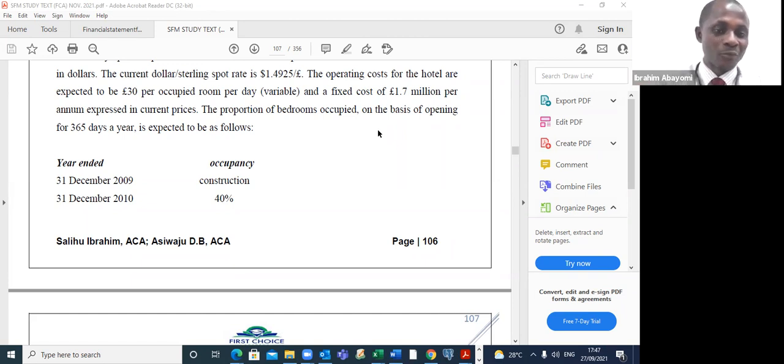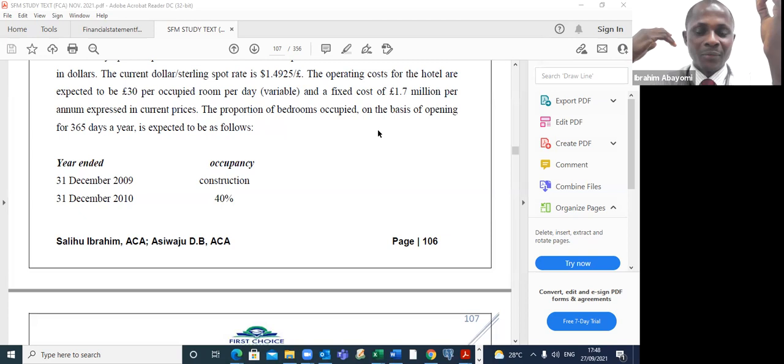So when what you are converting and the exchange rate are in the same currency, for you to convert, you divide. But if they're in different currency, you multiply. Do you understand?